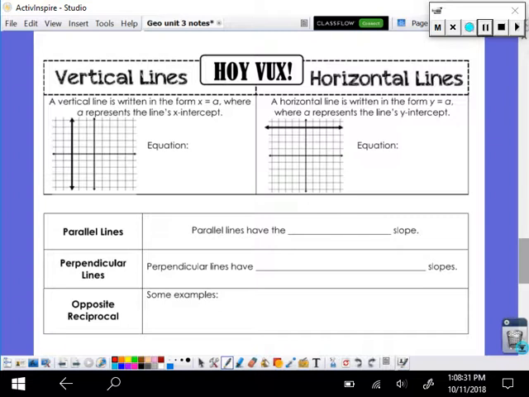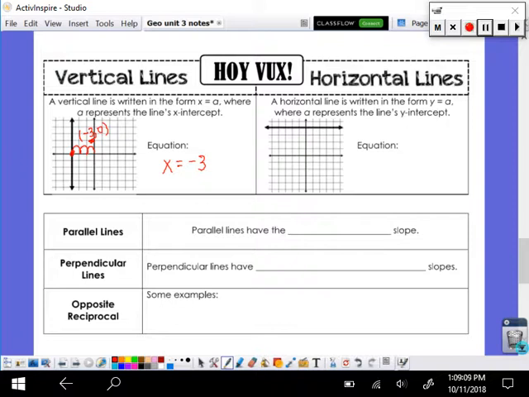Here's going to be a review for vertical and horizontal lines. This is horizontal, 0, y values, vertical undefined, x values. Okay, so here a vertical line is written in the form of x equals a, where a represents the line's x-intercept. So we need to see what is the x-intercept here. This point will be negative 1, 2, 3, 0. So the x-intercept is negative 3, so our equation is x equals negative 3.